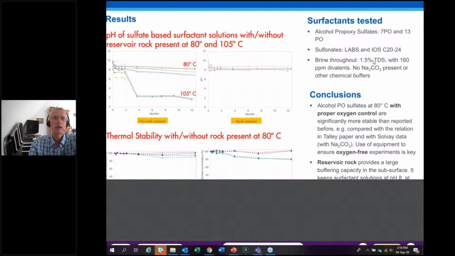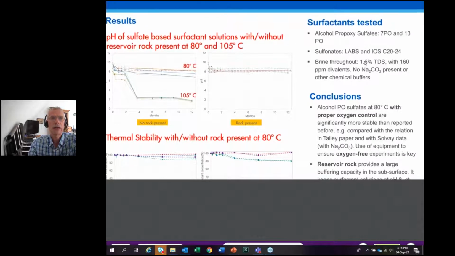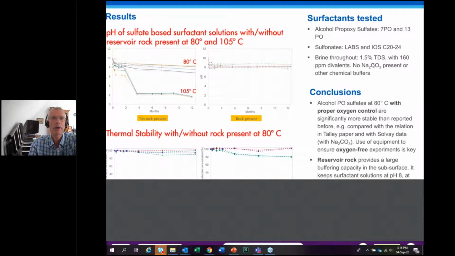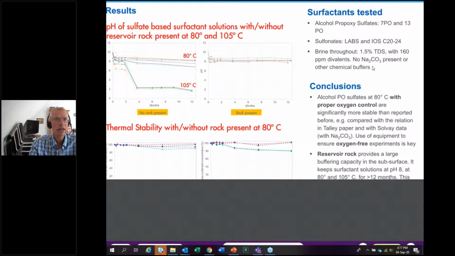Maybe I should make a mention, if it's in the poster, that the brine we used for the solutions that we made was 1.5% TDS with about 160 ppm divalent ions. That was representative of the brine that we were using in a particular project, and we didn't have any sodium carbonate present or other buffers, so it's just a brine present.